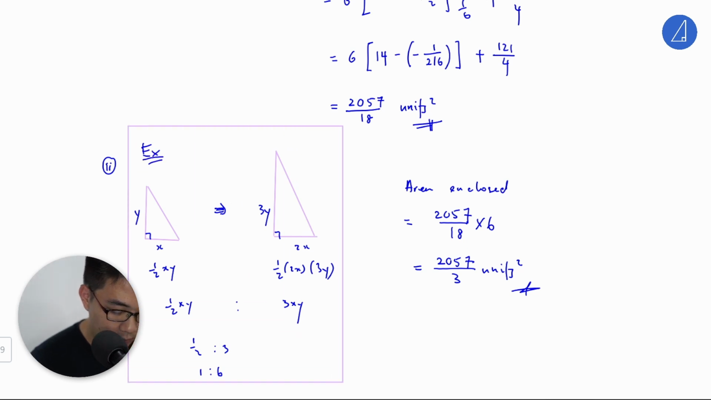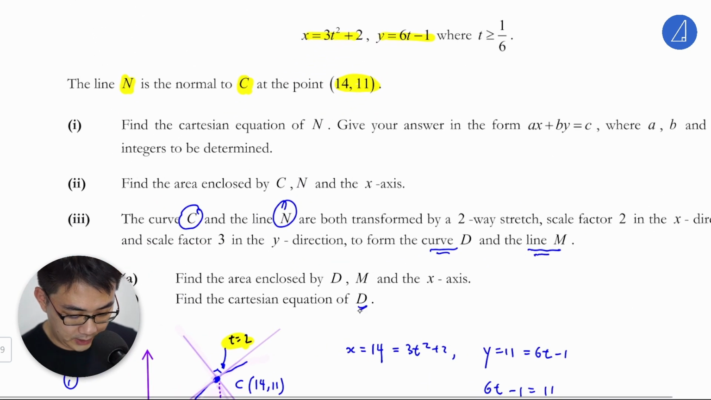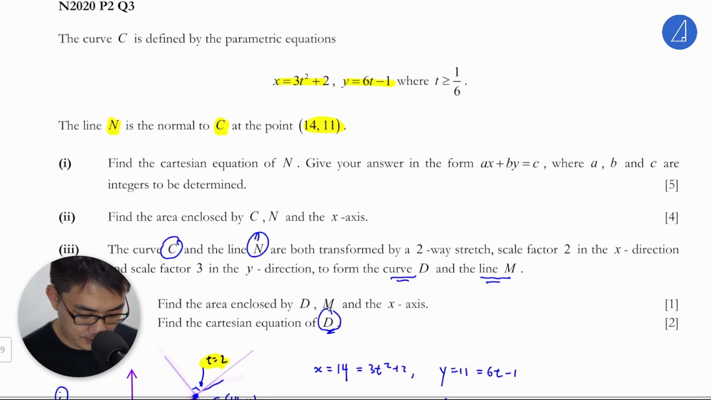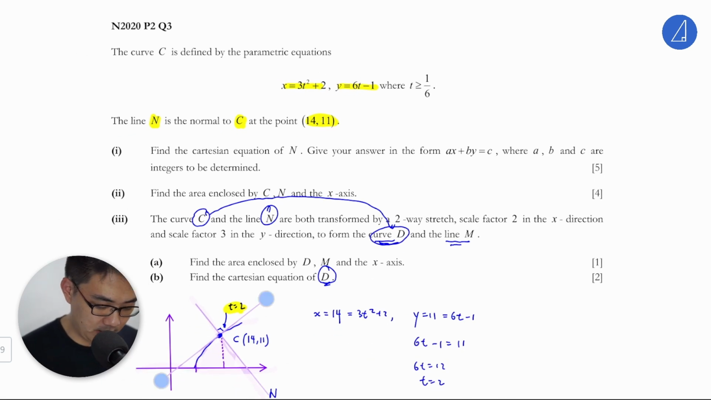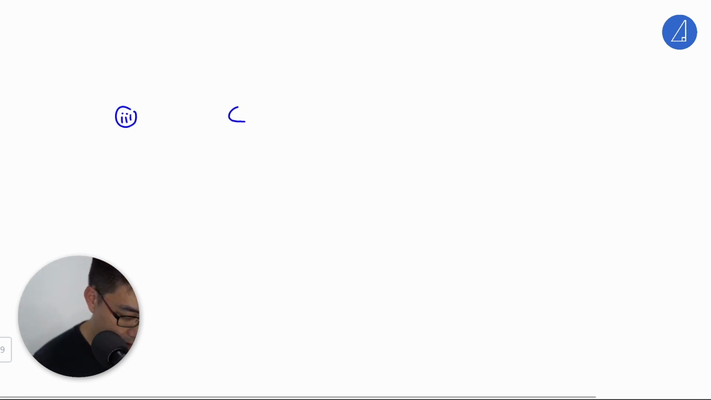If you want to use the longer way, it is also possible. So let's look at this part here. Now we need to find the Cartesian equation of D. This is obviously D from C, right? C becomes curve D here. So we're going to try and understand this part. This is just transformation of graph. So part 3, C becomes D.